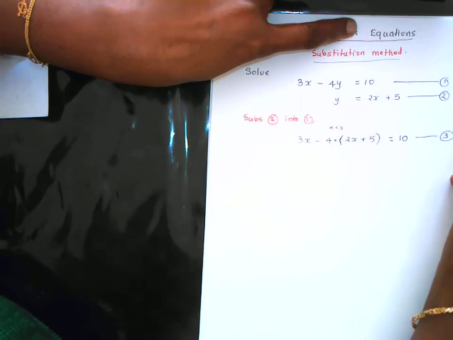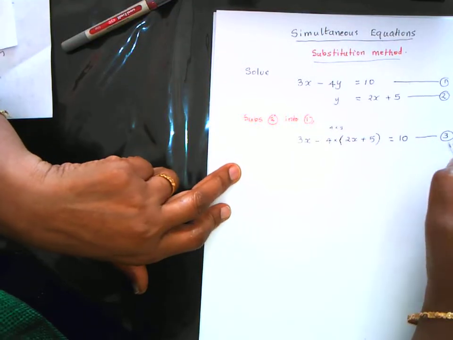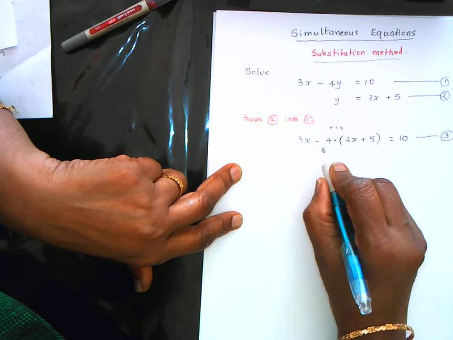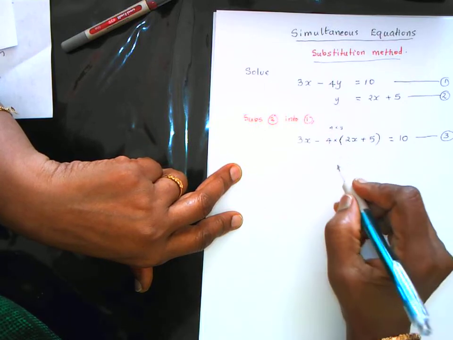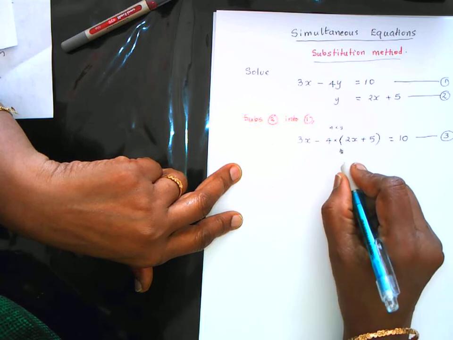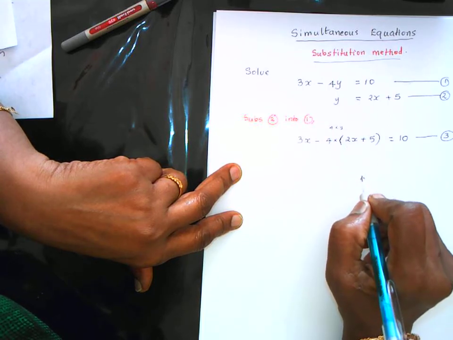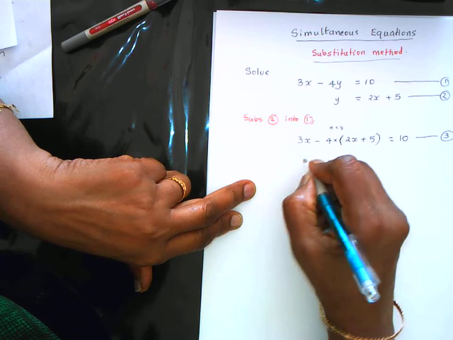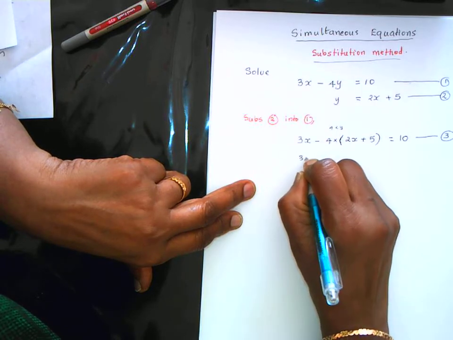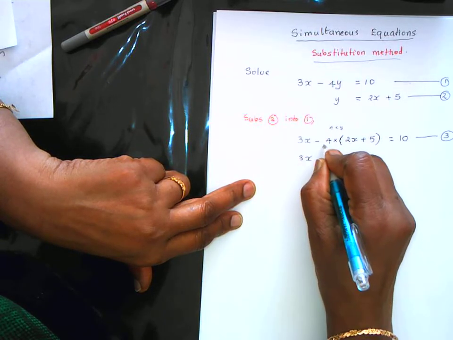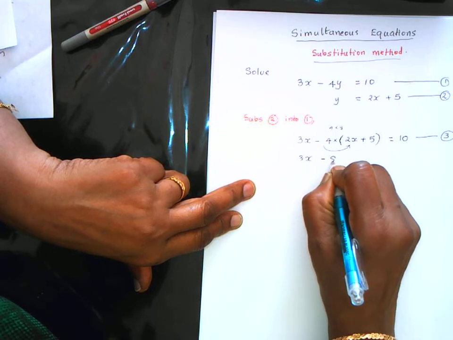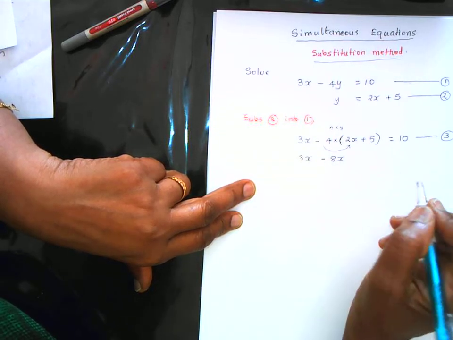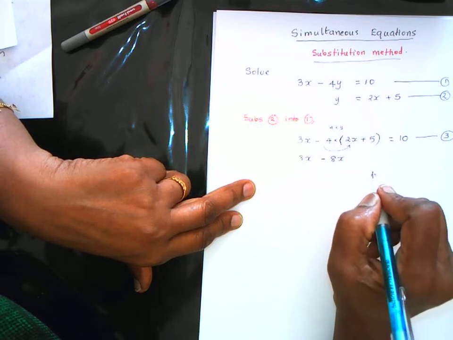Now look at equation 3. This has only one unknown, which is x. Now I think we have learned earlier how to solve equations of this type. So we're going to do that. First 3x as it is, then minus 4 times 2x, which is minus 8x. Now this term is not a problem for anyone. The next is a bit tricky.